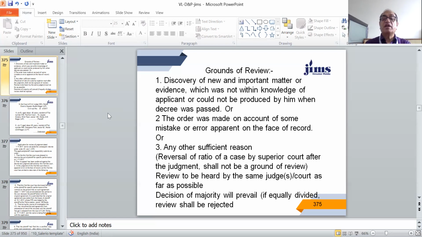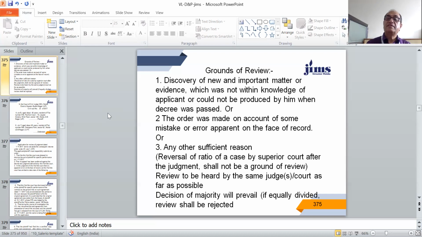Second ground is the order was made on account of some mistake or error apparent on the face of record. This is a ground of review that if you read the order, it contains an error which is apparent on the face of record. And the third ground is any other sufficient reason. But care has to be taken that reversal of ratio of a case by a superior court after the judgment shall not be a ground of review.